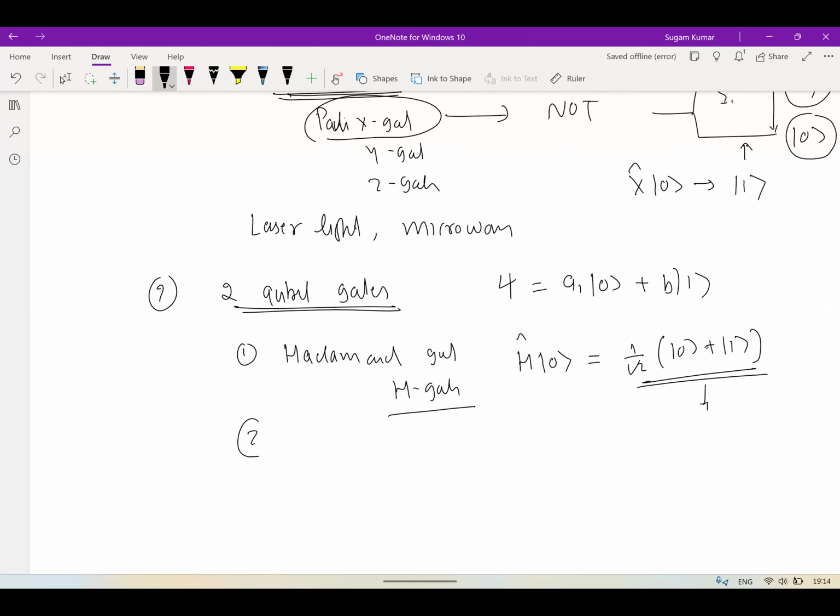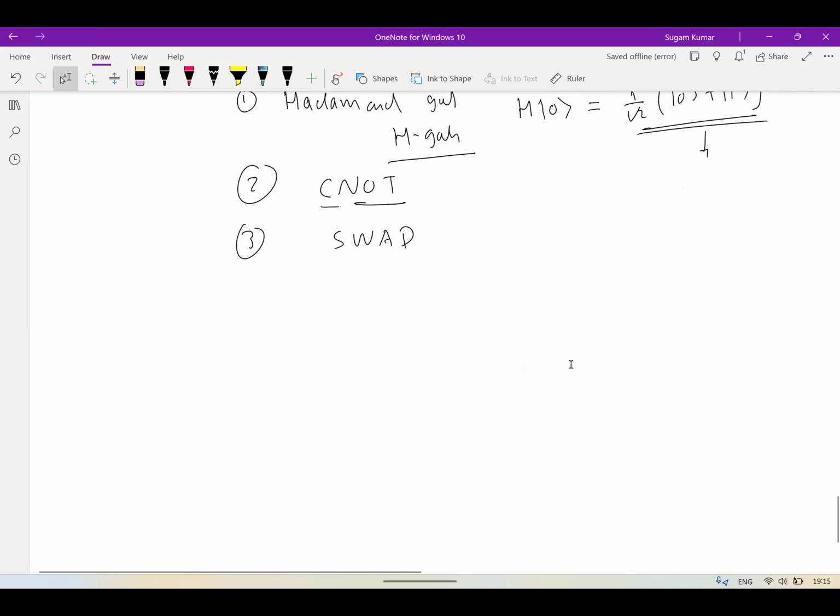This is the way. We can discuss some more gates, like the CNOT gate. This is called the controlled NOT gate, another very important gate. We will talk about the swap gate, which is going to swap the 2 qubits together. Controlled Z gate also. Similarly, we can think about a 3-qubit gate also.